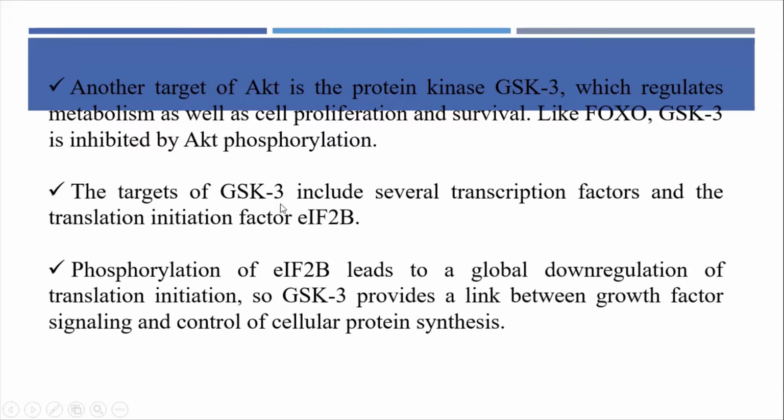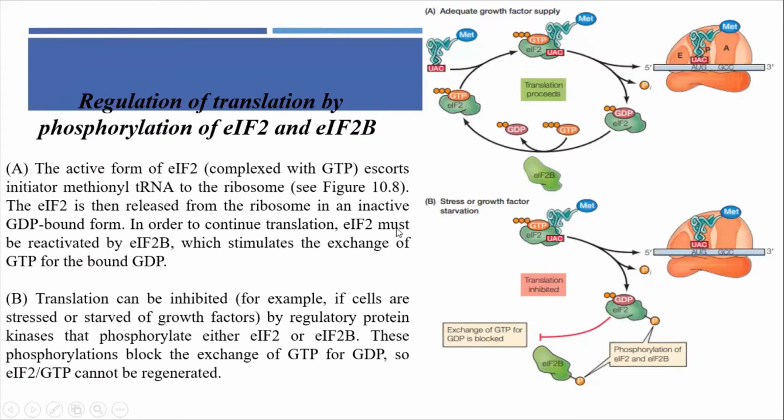The targets of GSK3 include several transcription factors and the translation initiation factor, that is eIF2B. Now, phosphorylation of eukaryotic initiation factor 2B leads to global downregulation of translation initiation. So GSK3 provides a link between growth factor signaling and the control of cellular protein synthesis. Okay, let's see over here how it is being regulated.